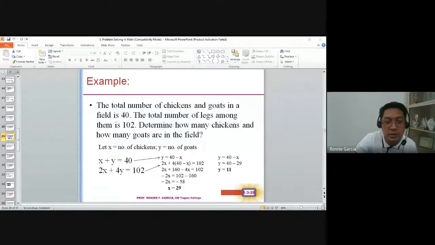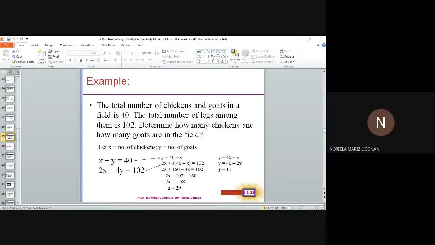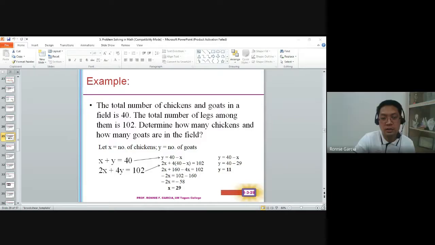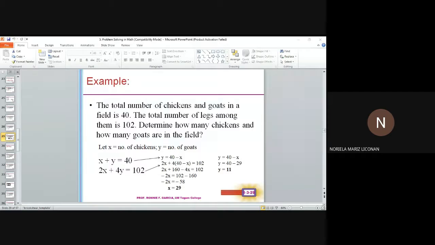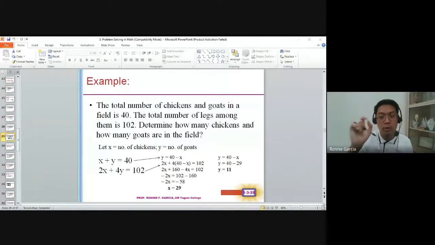Gikan ang x ug y, nag-represent ta og letters ani kay para mahimo siyang algebra. X number of chicken, y number of goats. Ang kaning 2 ug 4, depende kung pila ka buok tiil sa kato nga klase nga animal. So kung x chicken, duha man ang tiil sa chicken, so 2 times x. Ang goat kay y, upat man ang leg sa goat, so we have 4 times y to get the total number of legs. That is why 2x plus 4y equals 102.